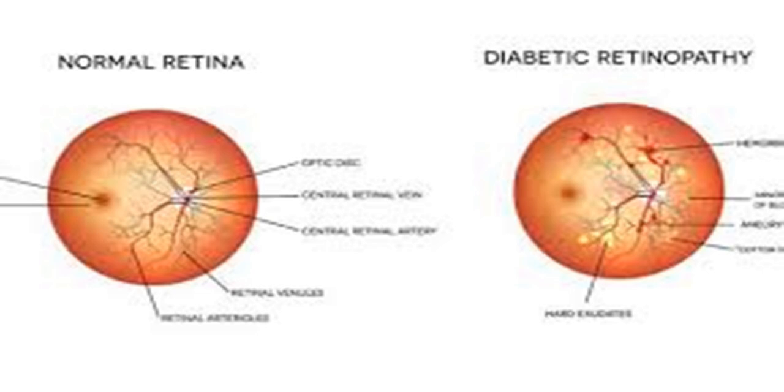Regular eye exams. People with diabetes should have a comprehensive dilated eye exam at least once a year, even if they have no vision problems. Early detection of diabetic retinopathy is crucial for effective treatment. Avoid smoking. Smoking increases the risk of diabetic complications, including retinopathy, so quitting smoking is highly recommended. Maintaining a healthy lifestyle, a balanced diet, regular exercise, and maintaining a healthy weight can help control diabetes and reduce the risk of complications.